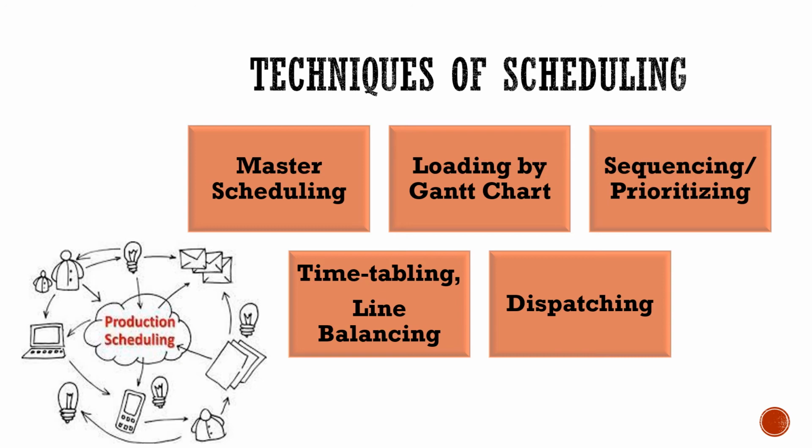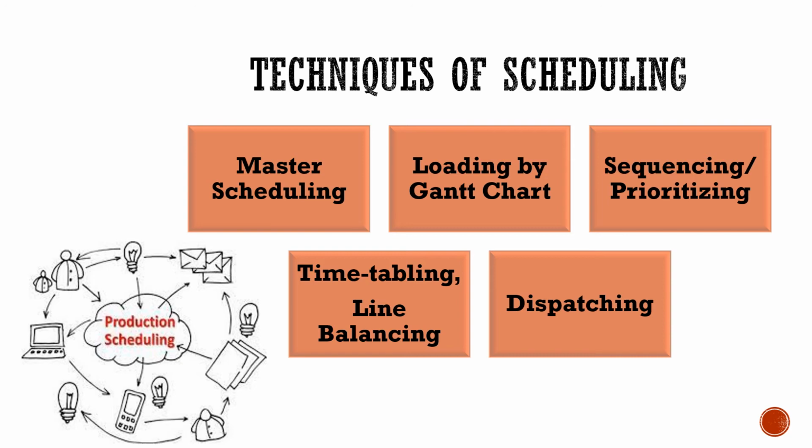Then sequencing and prioritizing. So here you are going to decide the best sequence of operations. You can first study how many ways there can be. They prioritize the process as per the importance and select one best sequence, so that we can reduce the idle time, which leads to improved efficiency.